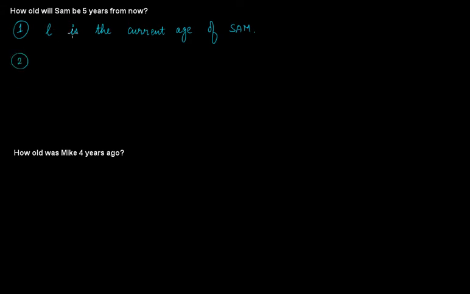So now we have to tell what? We have to make a statement having an algebraic expression which will tell us what Sam's age will be 5 years from now. So if the current age is L, then 5 years from now, Sam's age will be L plus 5.